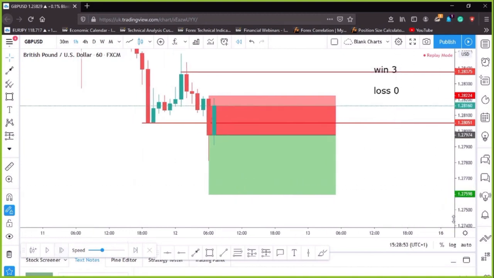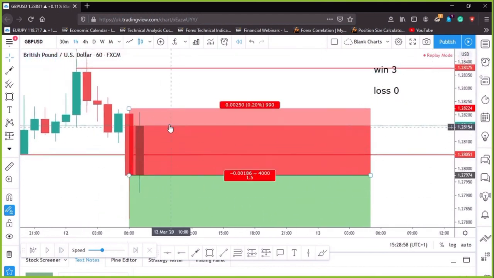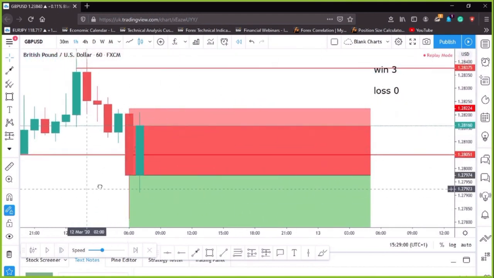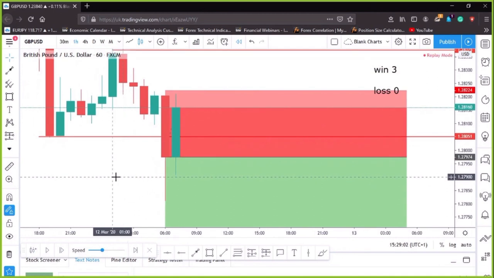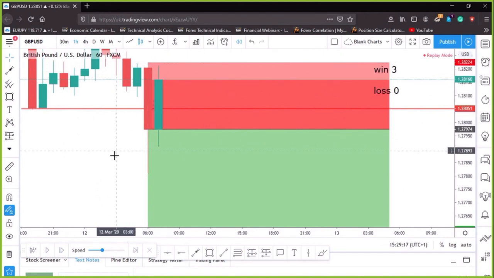Oh, look at that, okay. Let me zoom in here. Can you see we nearly got stopped out on that candle? Can everyone see that clearly? We just missed our stop. Yeah, that was close. Yeah, nearly spiked up, nearly hit, but we didn't.